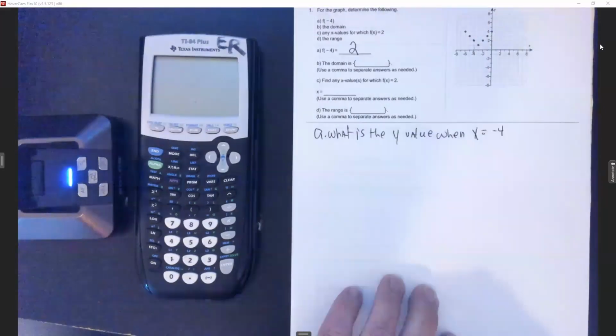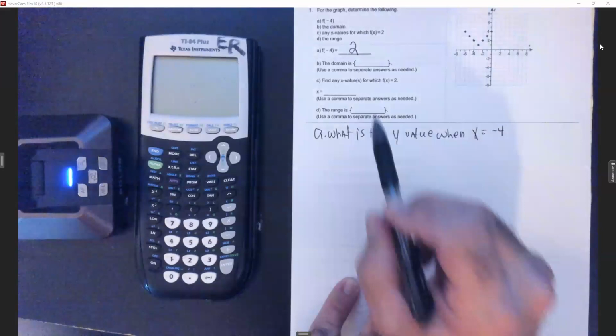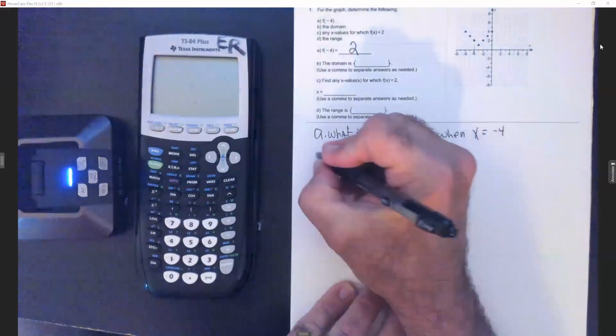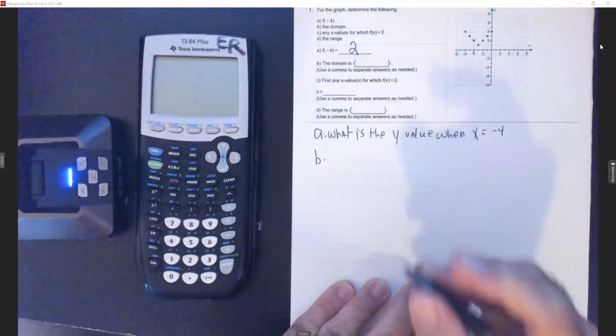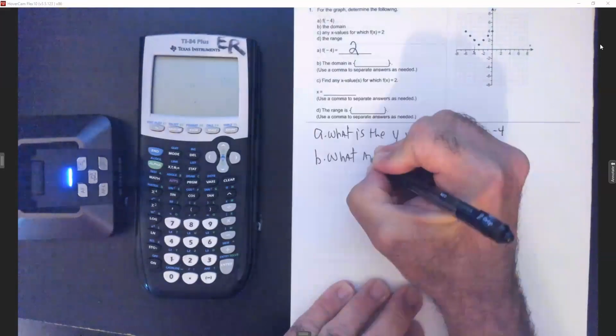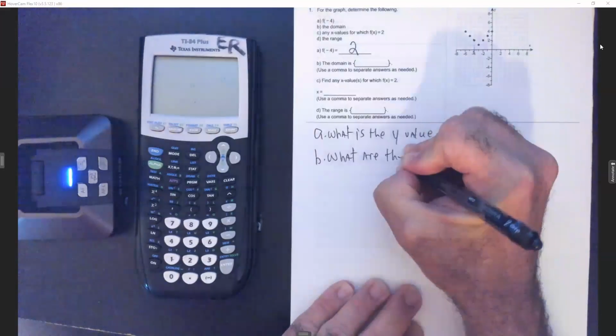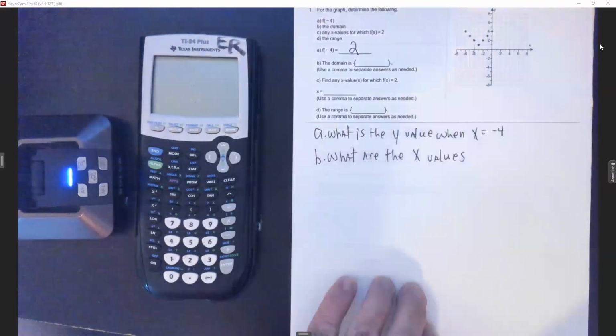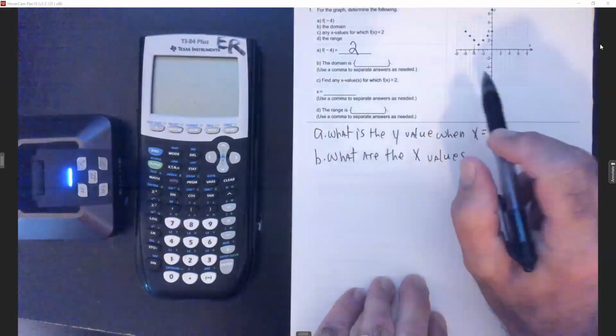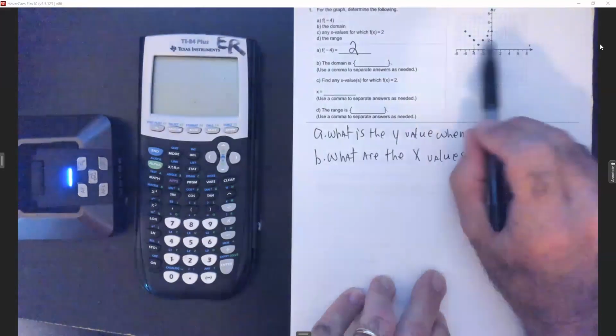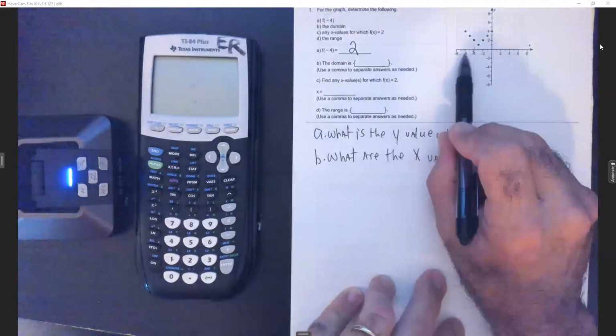Now it says the domain. So on that one, we want to know what are the x values. Okay. Now we're not worried about the y values. We just want the x values. And I usually go left to right on these.